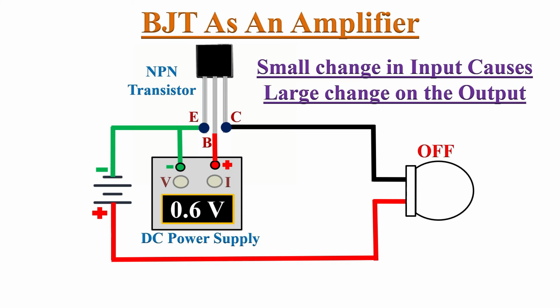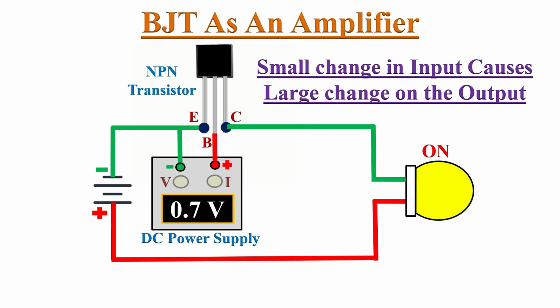If we increase the supply to 0.6 volts, the transistor is on, but not fully. The lamp glows dim because the BJT is not allowing the full current to flow through the circuit. If we increase supply to 0.7 volts, the lamp glows brighter because the transistor is allowing almost the full current to flow through it. And at 0.8 volts, the lamp is at full brightness. The transistor is fully allowing the current.